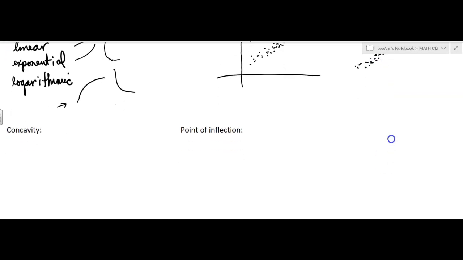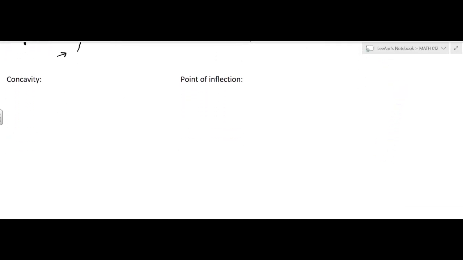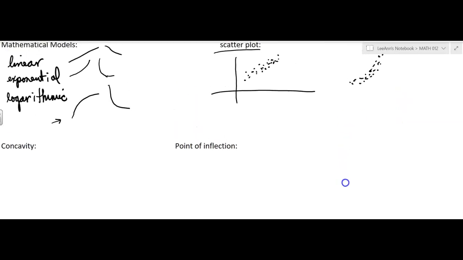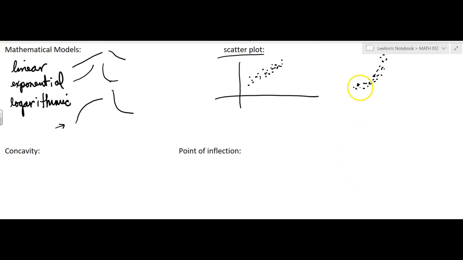Okay. Just a couple things on vocabulary. Concavity. So if you have these points that you're graphing, and you take a point here and a point here, and you draw a line, and you see that you have a lot of points beneath the line, then it's said to be going this way, and that's concave up. So the concavity is up, like a cup, okay?